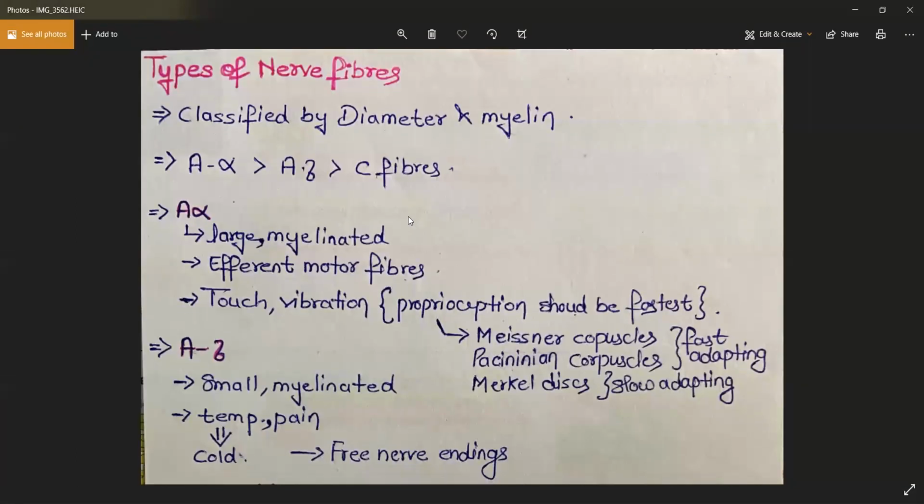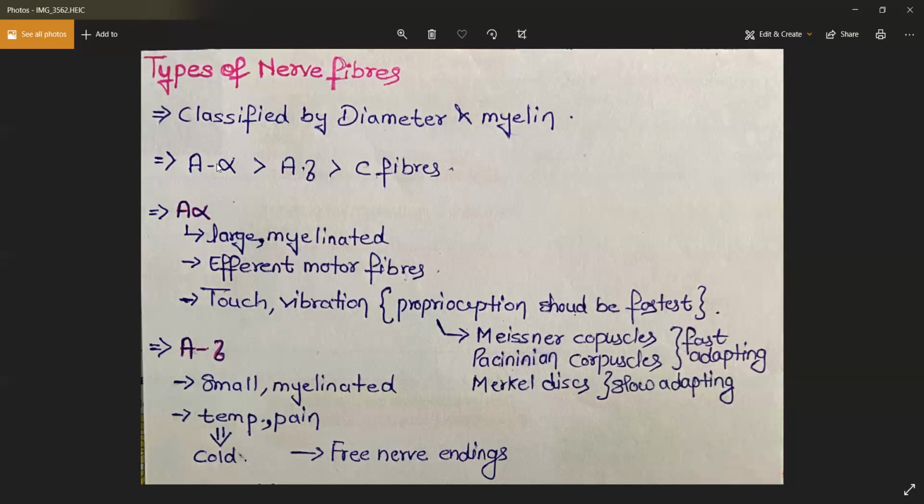So you have three types of fibers: the A alpha fibers, A delta fibers, and the C fibers. And we are classifying these fibers by the diameter and the myelin. The A alpha fibers have a very large diameter and they are myelinated. The A delta fibers have a very small diameter but they are myelinated. C fibers have a very small diameter as well as very little myelin, or are unmyelinated.